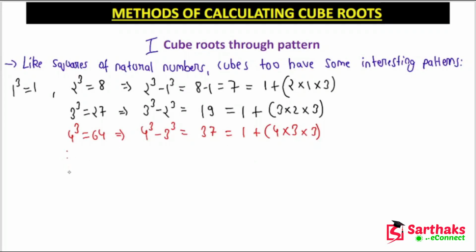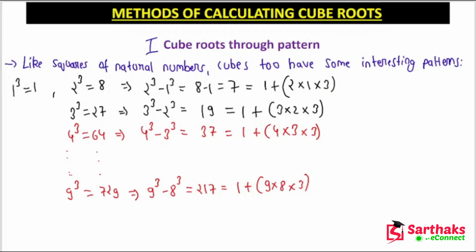Let it be a bigger one. Let us reach towards, let's say, 9 cube. Now 9 cube is equal to 729. So what is 9 cube minus 8 cube? Let us calculate that. Now 8 cube is 512. So if you subtract them, you will get 217. Now let us make 217. So 1 plus. Now according to the pattern, the product of the two numbers whose difference we are calculating, into 3. So 8 into 9, 72, 72 into 3, so it would be 216. So yes, you can get this. So this was the pattern.